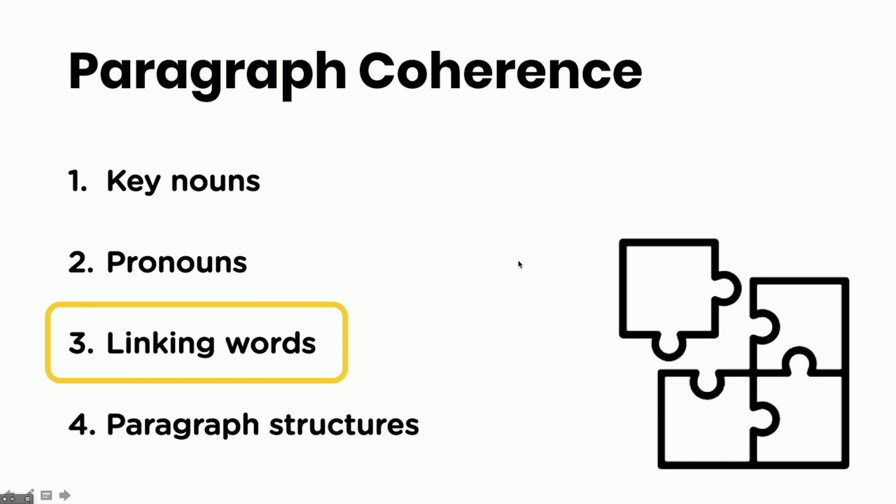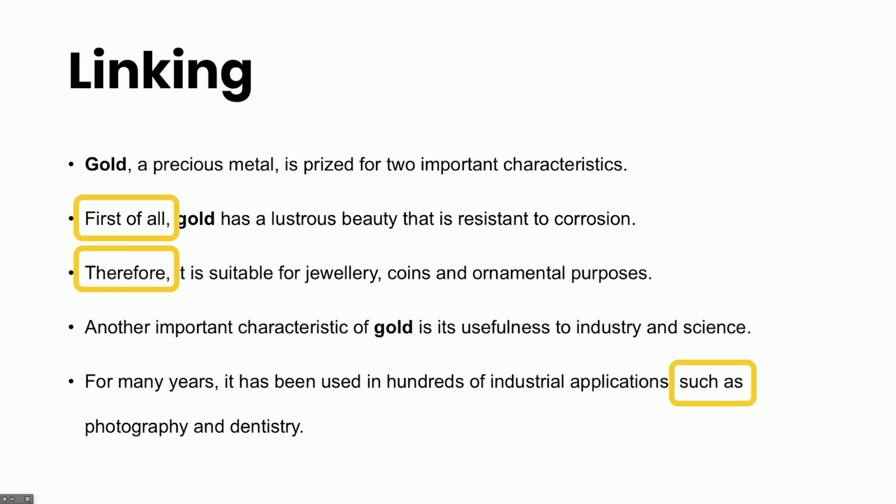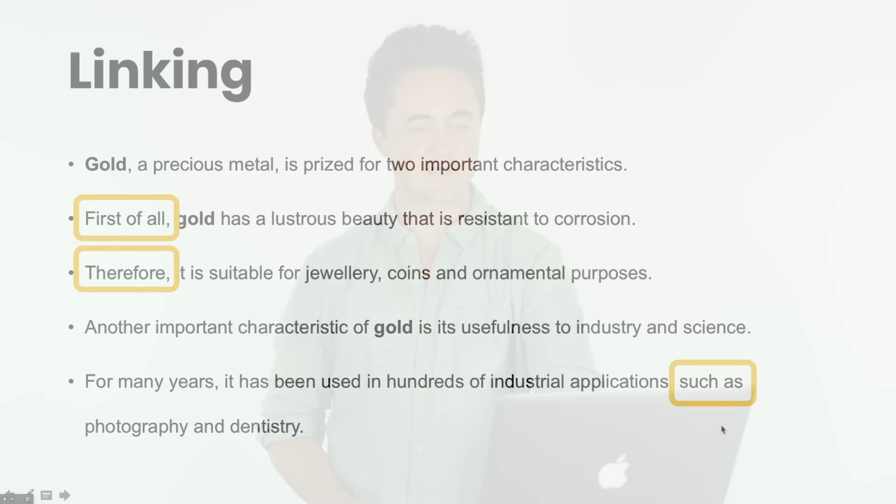Okay, this is another way that we can understand the coherence or structure or sequence of a paragraph, and that is looking at linking words. So let's look back at the gold paragraph, and we can see "Gold, a precious metal, blah, blah, blah. First of all, gold has a lustrous beauty, blah, blah, blah. Therefore, it is suitable for blah, blah, blah." This one doesn't really have a connecting word. This one has "such as" to introduce an example. So there are a few examples there.